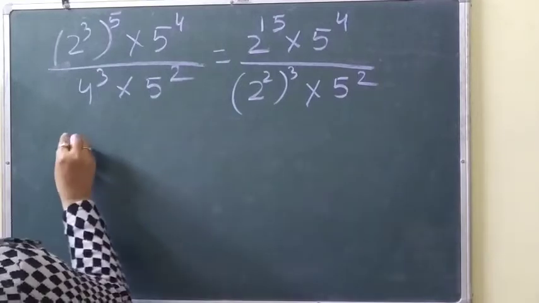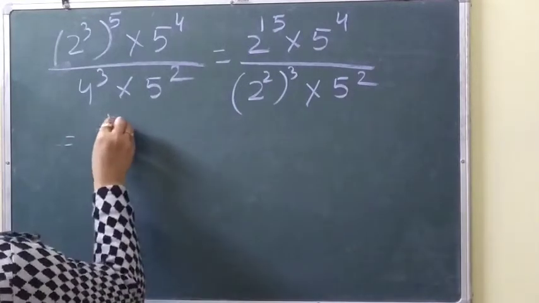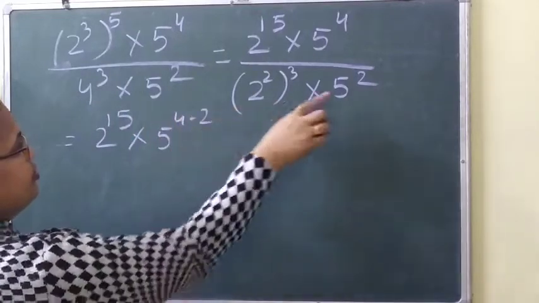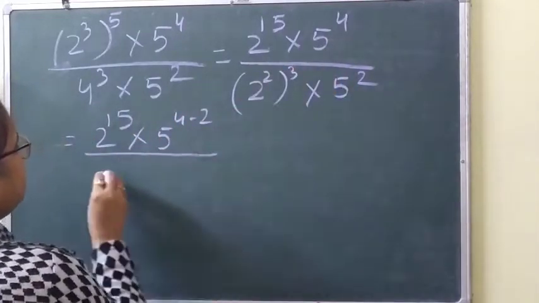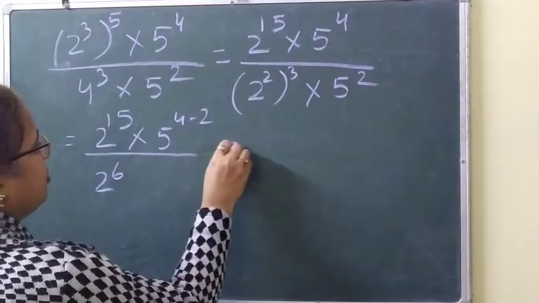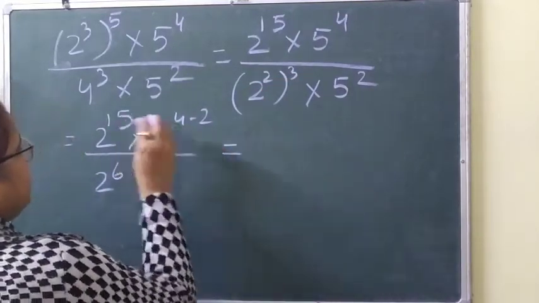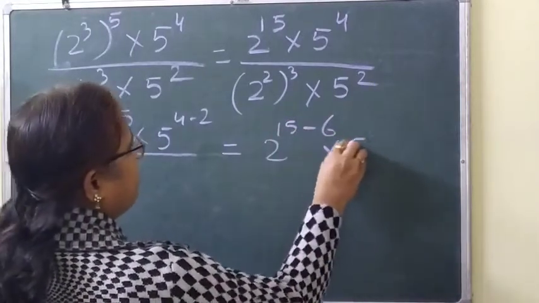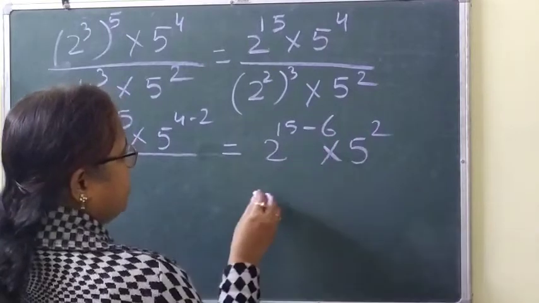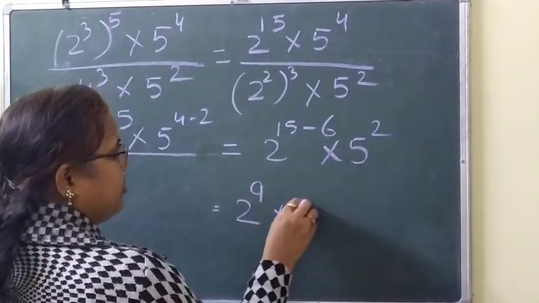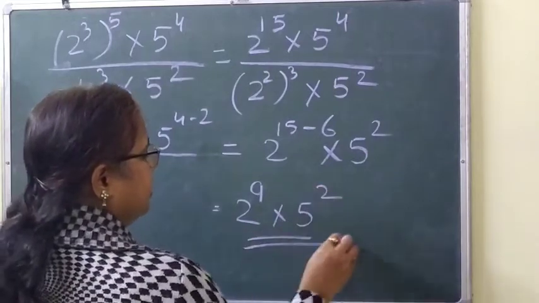So here we have 2 to the power 15 into 5 to the power 4 minus 2, this one is greater, divided by 2 to the power 3 times 2, which is 6. So what we have at last is 2 to the power 15 minus 6 into 5 to the power 2. 15 minus 6 is equal to 9, so 2 to the power 9 into 5 to the power 2. This will be the answer.